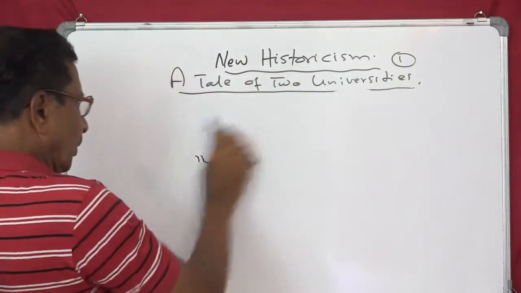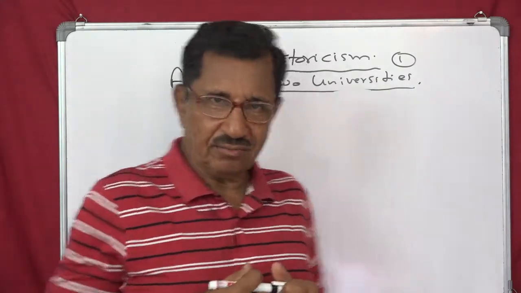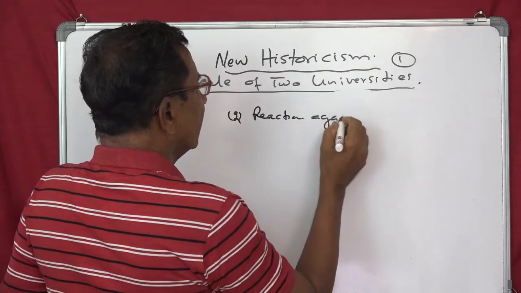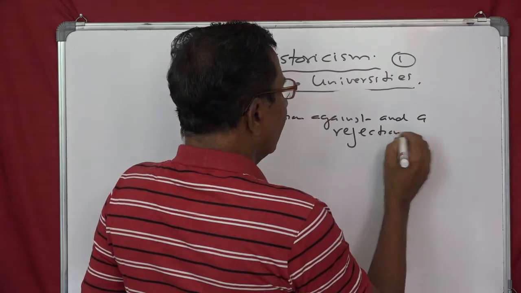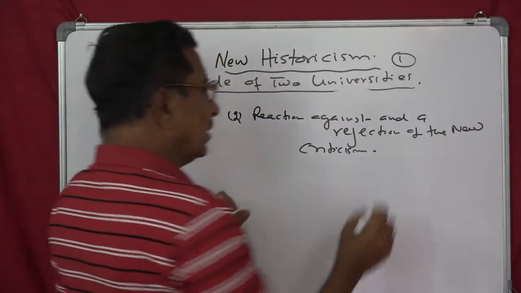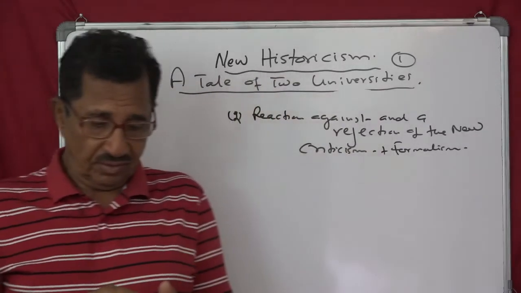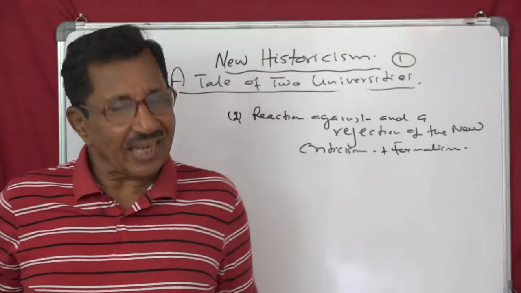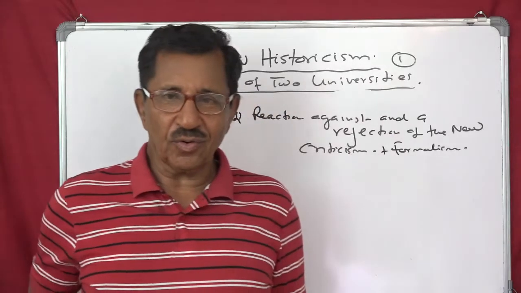The first point is already over: it is a tale of two universities. The second point to remember is that it is a reaction against and a rejection of new criticism, and also formalism, because there is a parallel, no? Formalism of Norman Jacobson, then Shklovsky, defamiliarization and all those we have done already. I have given about half a dozen lectures on that; you can go through them if you have time. So it was a reaction against and a rejection of the new critical method.